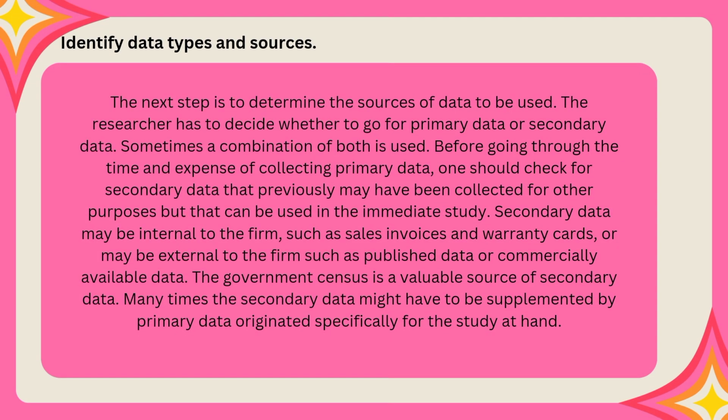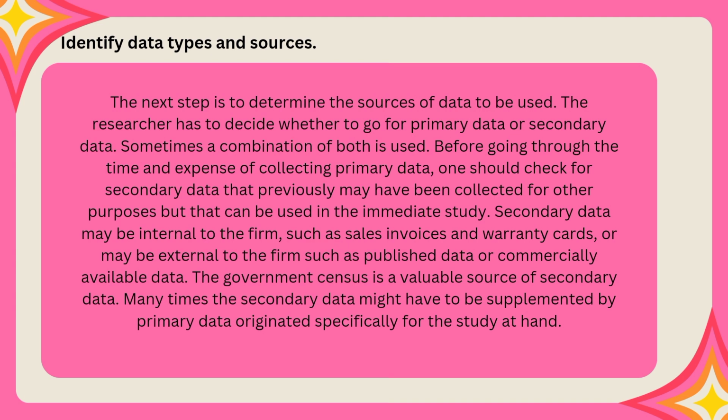Identify data types and sources. The next step is to determine the sources of data to be used. The researcher has to decide whether to go for primary data or secondary data. Sometimes a combination of both is used. Before going through the time and expense of collecting primary data, one should check for secondary data that previously may have been collected for other purposes but that can be used in the immediate study.